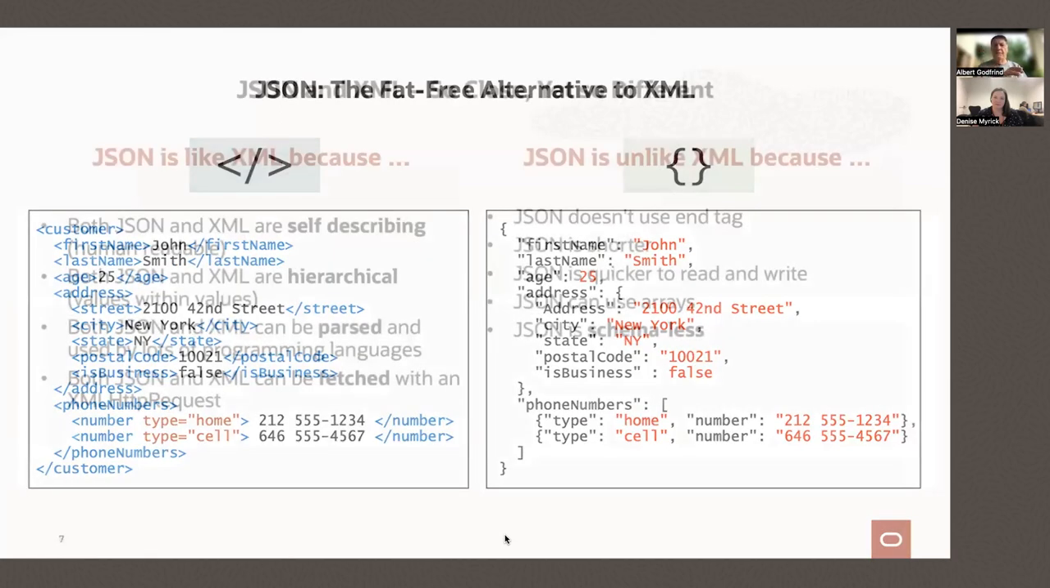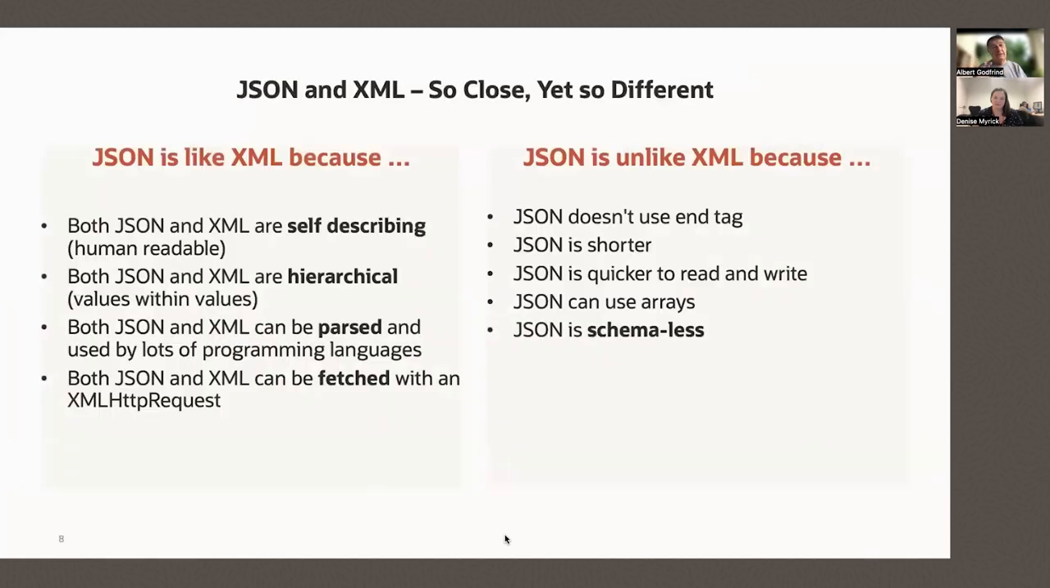XML and JSON are very close, but still different. XML is self-describing, and JSON too; they are human readable.